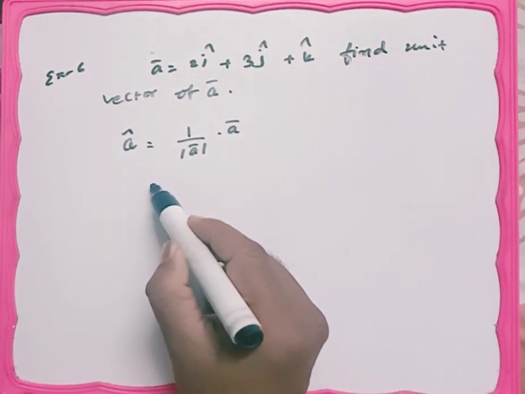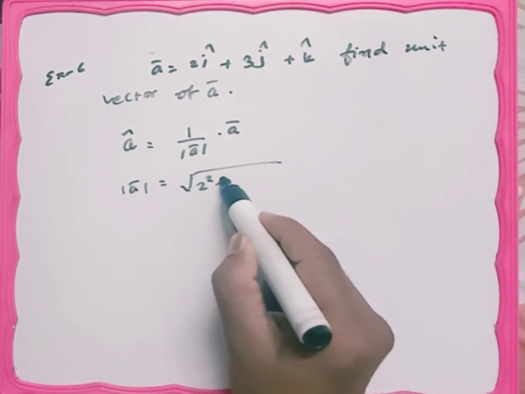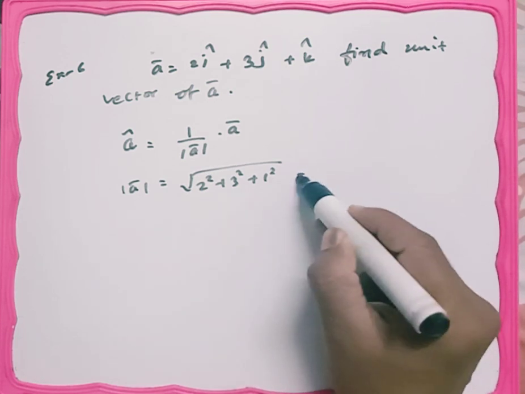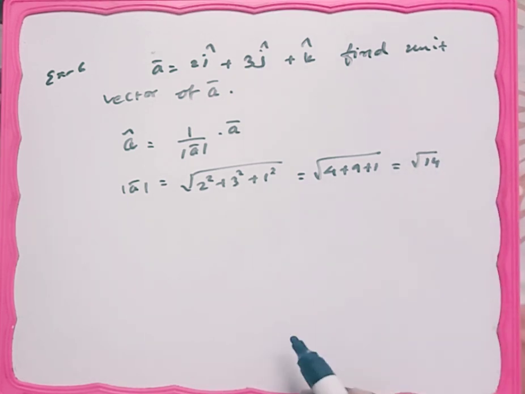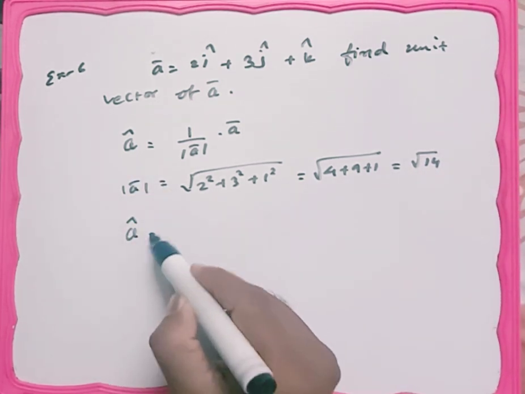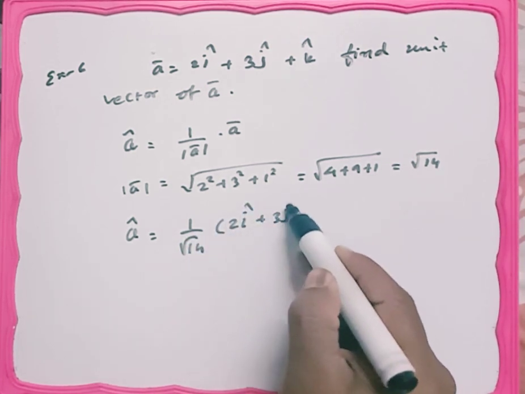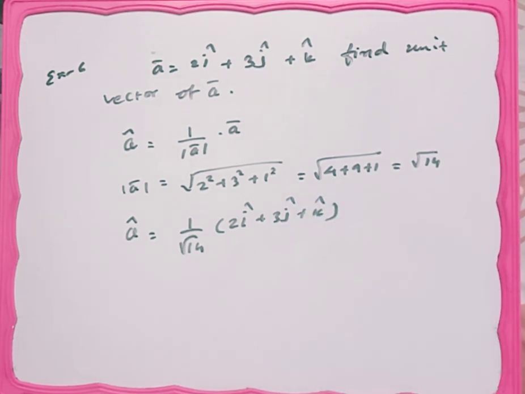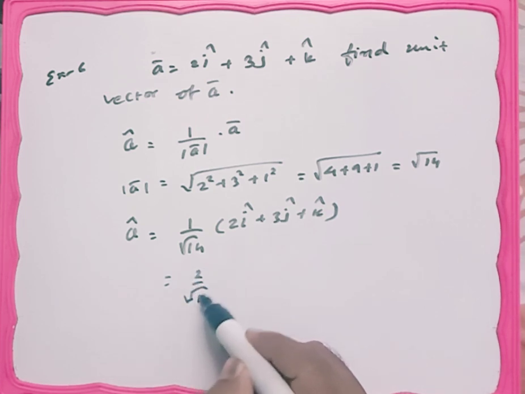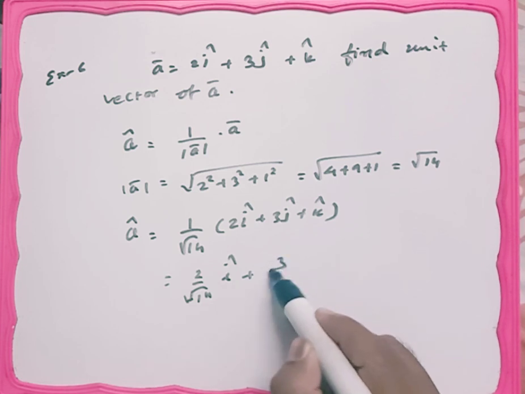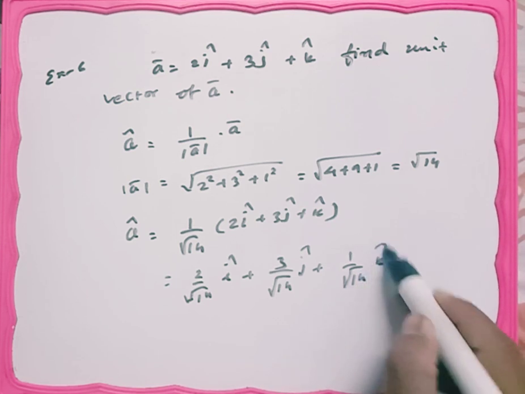And so magnitude of a bar we calculate, then it will be under root 2 square plus 3 square plus 1 square, which will be 4 plus 9 plus 1, under root 14. And so the unit vector we will have 1 by under root 14 into 2i cap plus 3j cap plus k cap. And so we can write it as 2 by root 14 i cap plus 3 by root 14 j cap plus 1 by root 14 k cap.